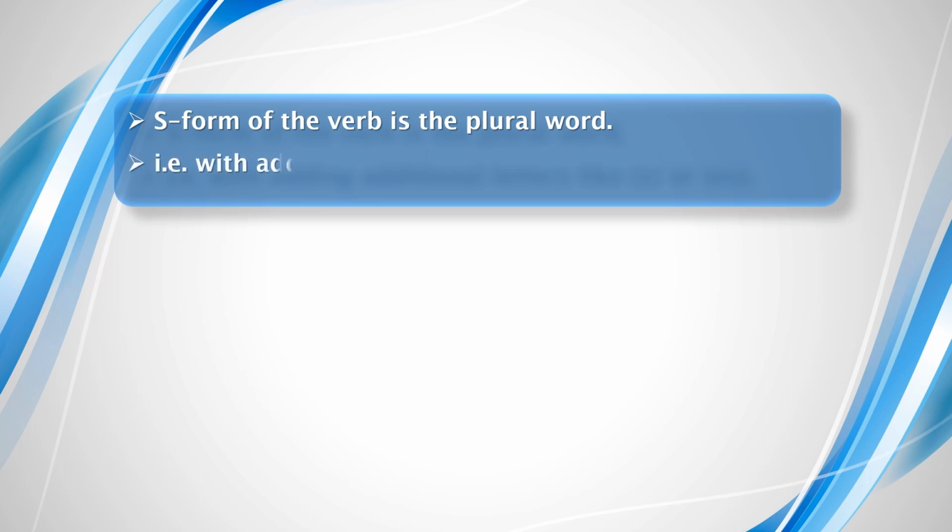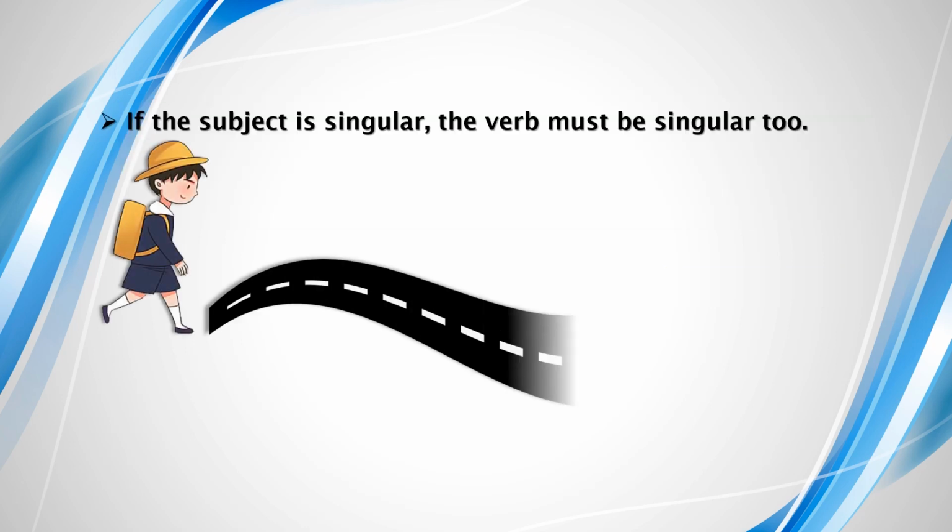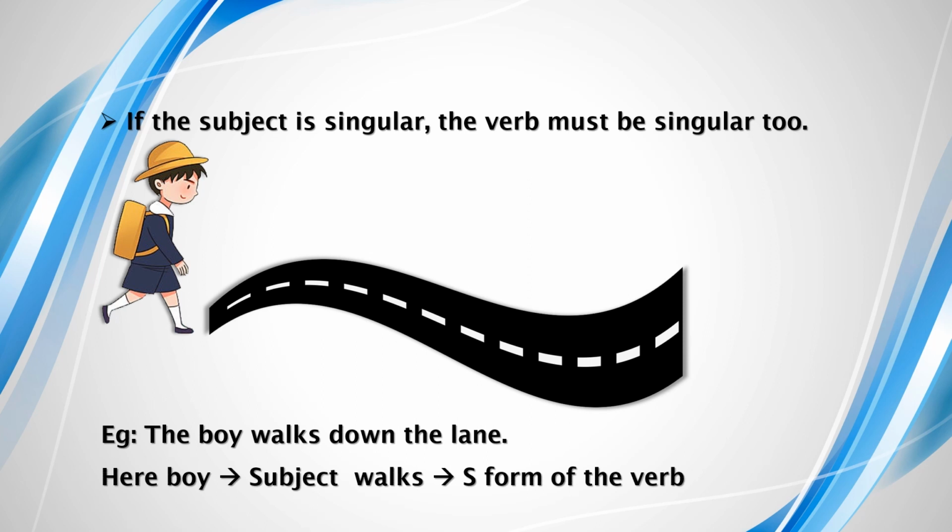Now, what is a singular verb? By singular verb, we mean the S form of the verb. So when it represents singular number, we add S or ES to the base verb. So a singular subject will always take a singular verb. For example, the boy walks down the lane. The boy is singular, so the verb is also singular.